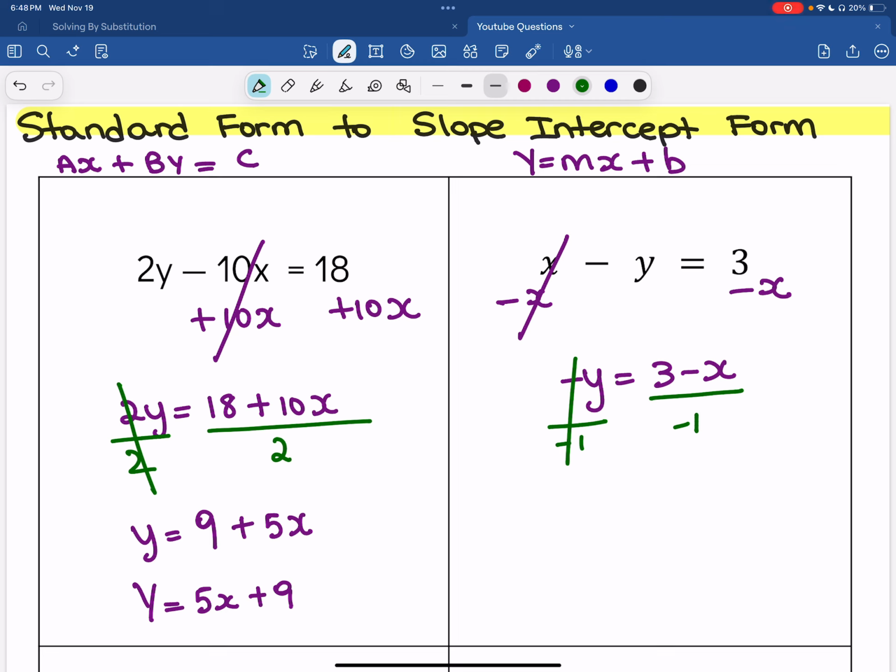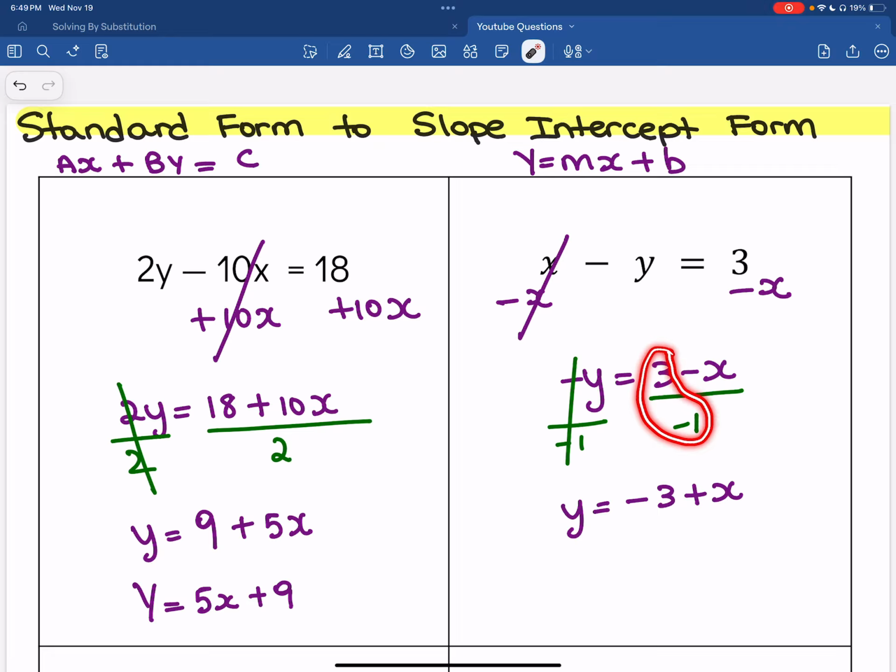So my negatives will cancel, and we'll have y is equal to -3 plus x. 3 divided by -1 is -3, and negative x divided by -1 is just positive x. So now it's in the form y equals. We can easily graph this, but it's not fully in slope-intercept form.